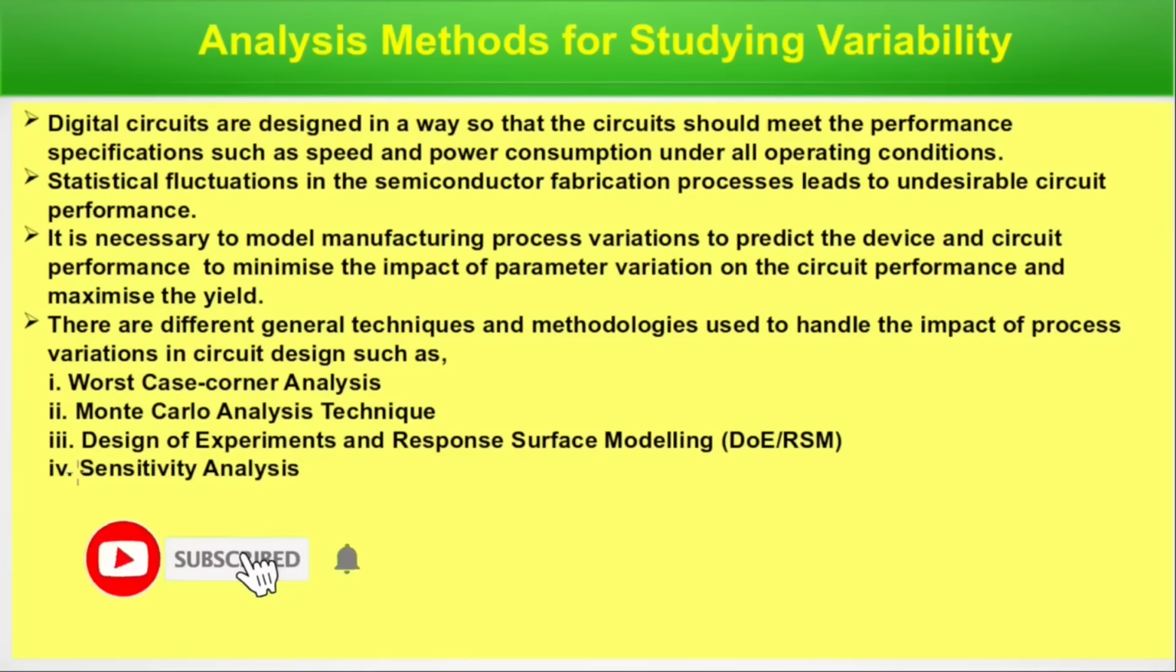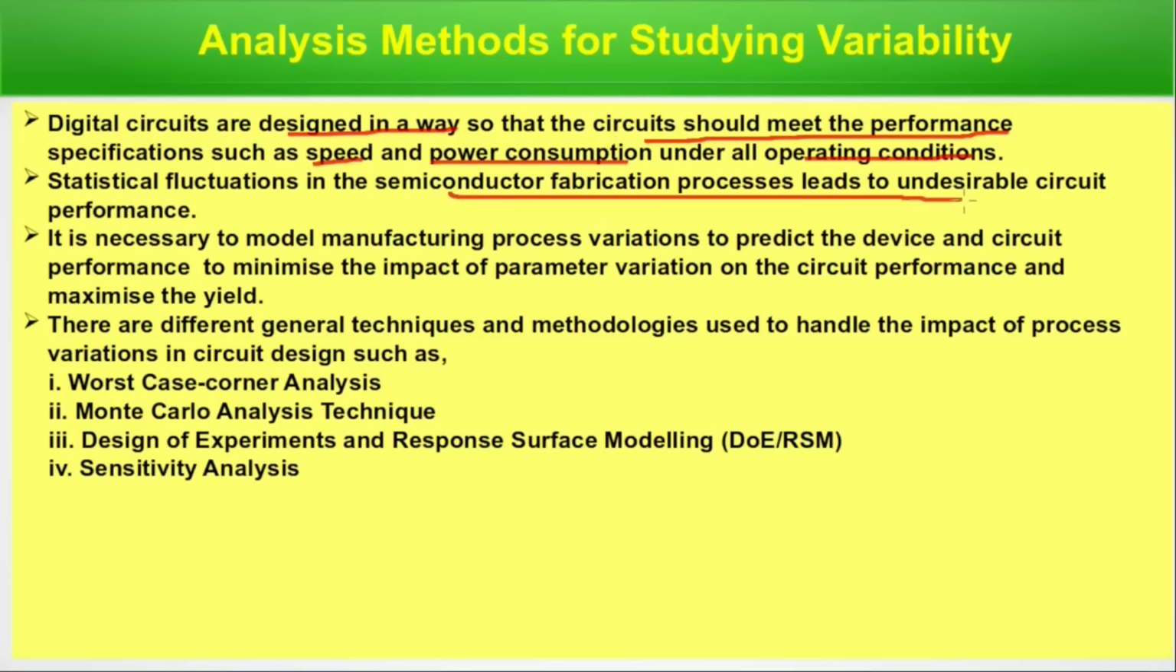So what are the analysis methods of studying variability? Variability is there, we know, and we must analyze it properly to include in our modeling so that its impact is included. Digital circuits are designed so that the circuit should meet the performance specifications such as speed and power consumption under all operating conditions. Statistical fluctuation in semiconductor fabrication processes leads to undesirable circuit performance. It's necessary to model manufacturing process variations to predict the device and circuit performance, to minimize the impact of parameter variation on circuit performance and maximize the yield.